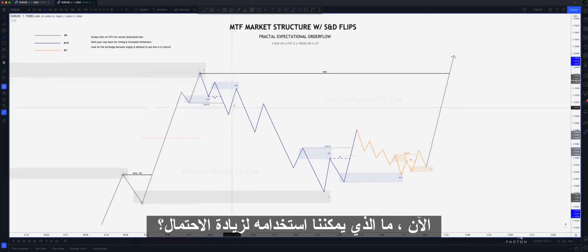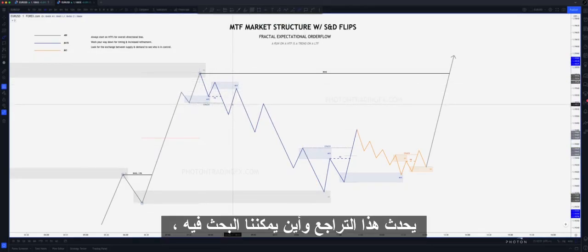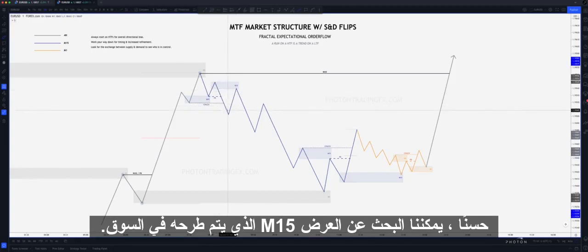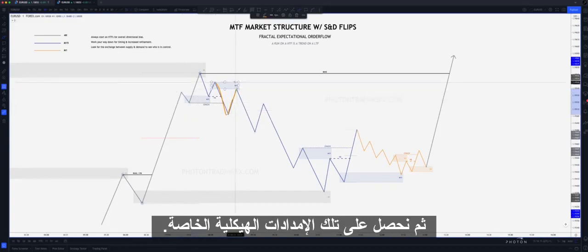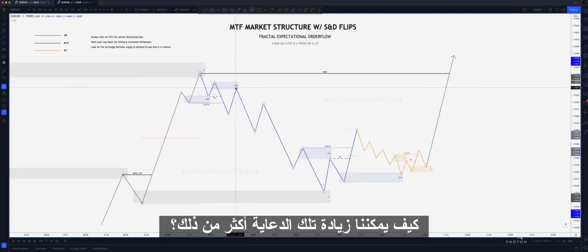Now, what else can we use to increase the probability of this pullback occurring and for where we could potentially look to short? Well, we can look for M15 supply that comes into the market. So before we just looked at where did that supply cause that break of the swing low, right? Then we get that structural supply zone, and that is where we look to get short. How can we increase that probability even more?